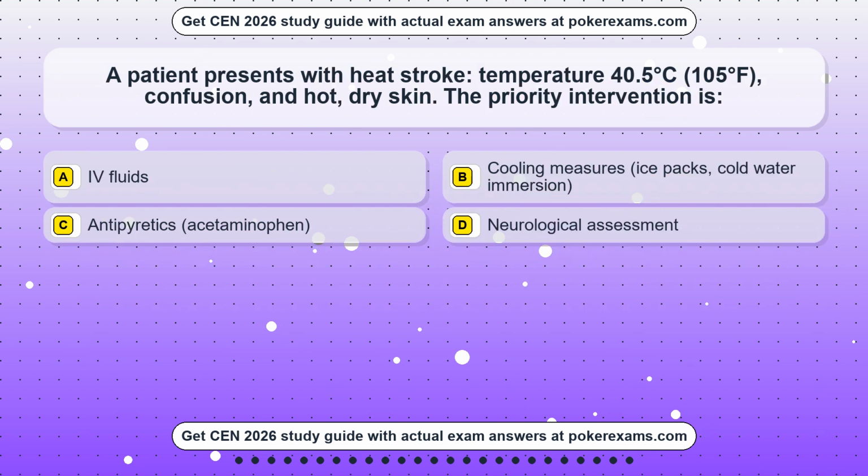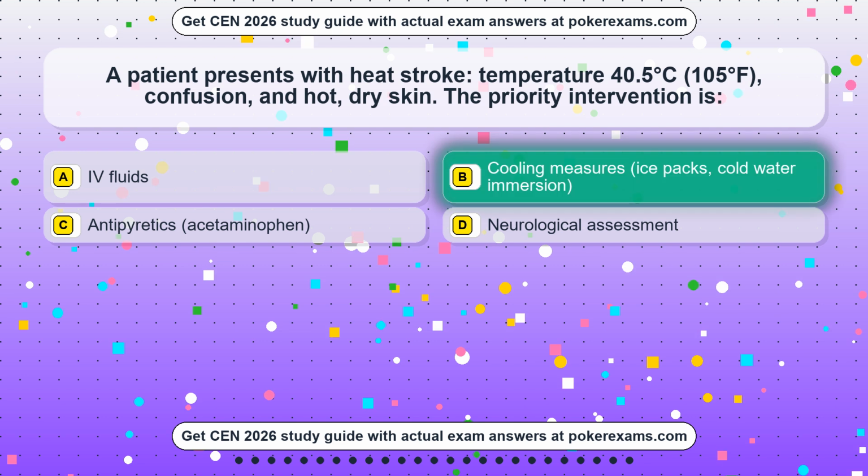Question 13. A patient presents with heat stroke, temperature 40.5 degrees Celsius, 105 degrees Fahrenheit, confusion, and hot, dry skin. The priority intervention is: Option A, IV fluids. Option B, cooling measures, ice packs, cold water immersion. Option C, antipyretics, acetaminophen. Option D, neurological assessment. The correct answer is option B, cooling measures, ice packs, cold water immersion.